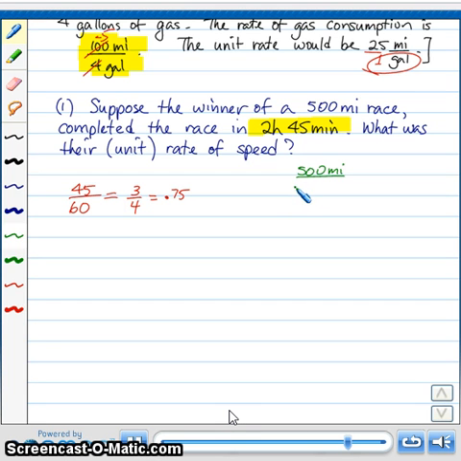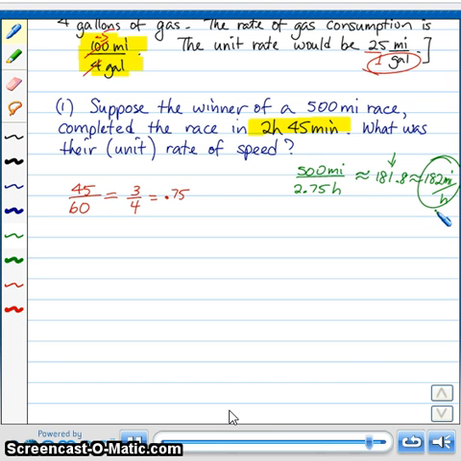divided by 2.75 hours. There's a rate, but it's not yet a unit rate because I need a denominator equal to 1, so I'm going to need to divide 2.75 into 500. So 500 divided by 2.75, let's round that to the nearest whole. That gives me about 181.8 continuing on. So I'm going to round that to the nearest whole mile per hour, and that's going to be 182 miles per hour.